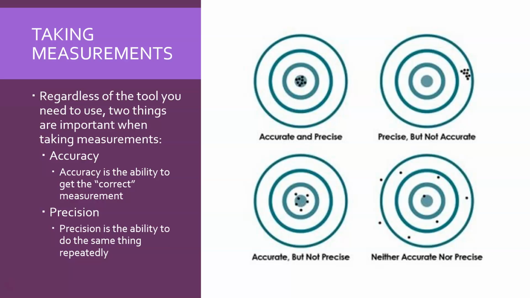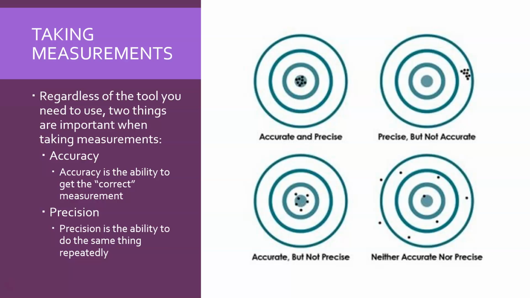Now, when it comes to taking measurements, regardless of the tool you use, 2 things are important, and that is accuracy and precision. Accuracy is the ability to get the correct measurement, the real number. Meanwhile, precision is the ability to do the same thing repeatedly. We want our measurements to be accurate and precise. Like this bullseye here, they hit the center every time.